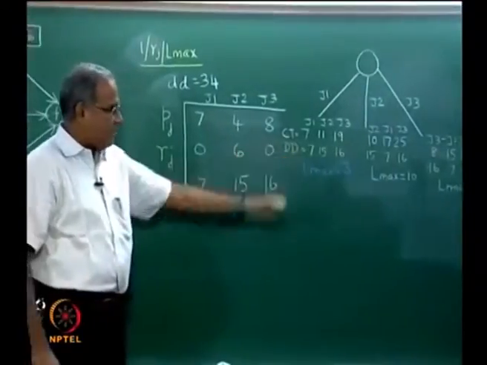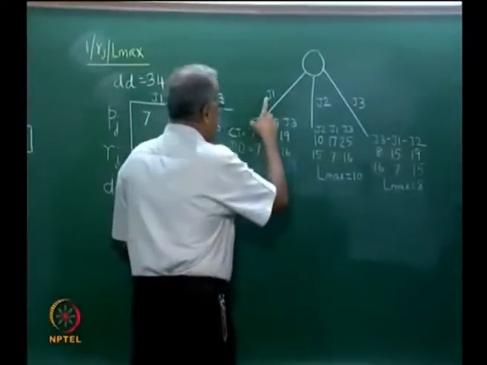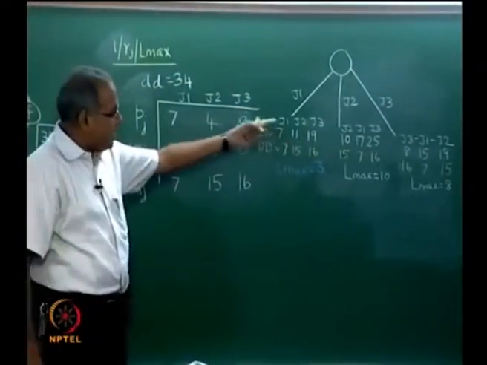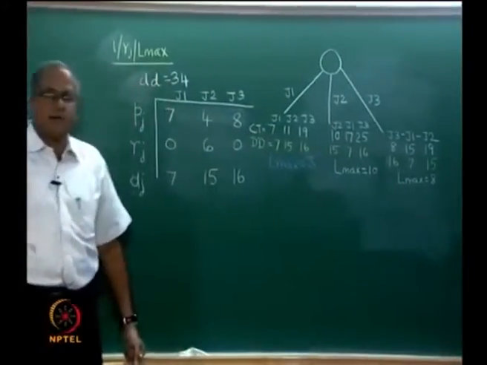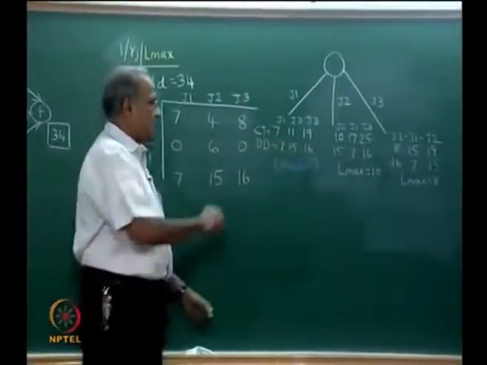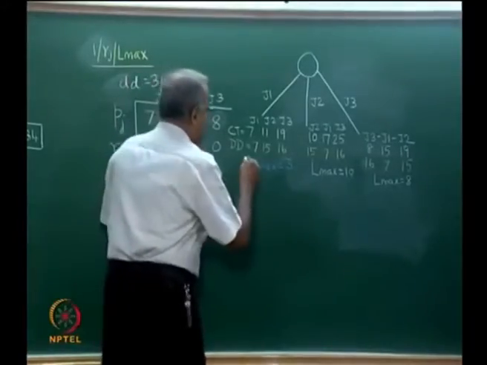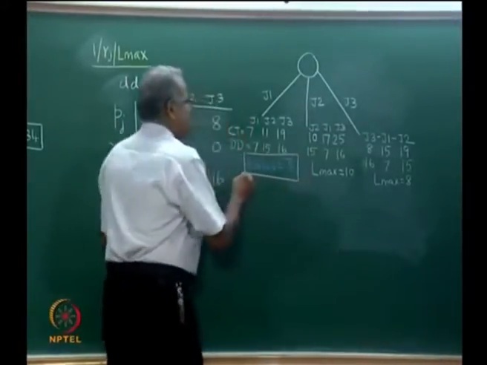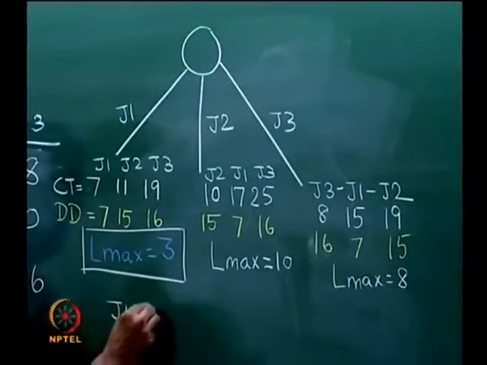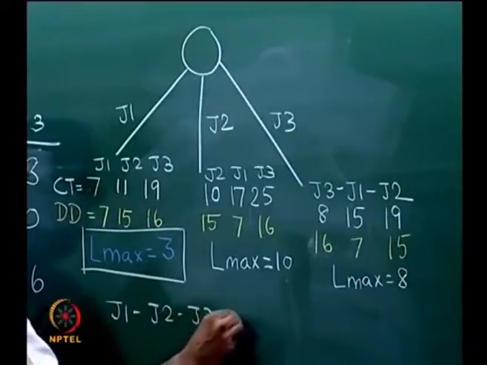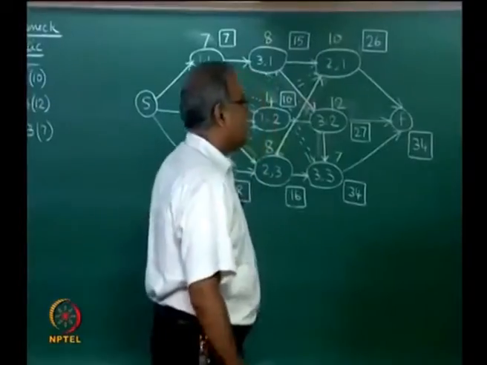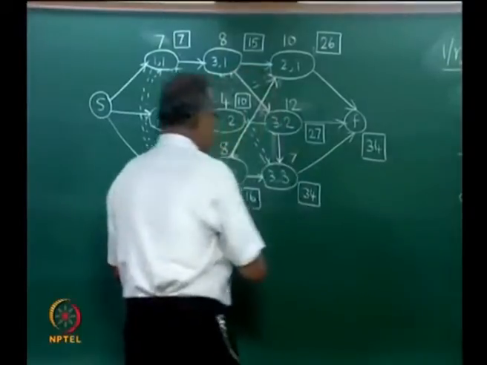Now, in these 3 nodes what we have done is we have started with J1, J2 and J3, and we are able to get feasible solutions by applying the preemptive earliest due date rule. We may also compute the lower bound and proceed, but finally when we solve this problem we will get this solution with minimum L max equal to 3. So, the 1 | r_j | L max problem gives the sequence J1, J2, J3 on M1 with L max equal to 3. Now, we go back and try to map this on this network.